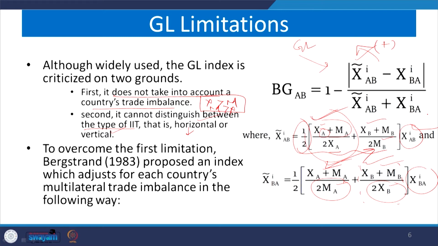Now, this is one of the suggestions submitted by Bergstrand to capture multilateral trade imbalances, because we are including their total openness to their individual, as a ratio of individual import and export respectively, and accordingly defining various instruments. We will talk about this technique in detail, with its shortcomings, advantages and disadvantages, in our next class.